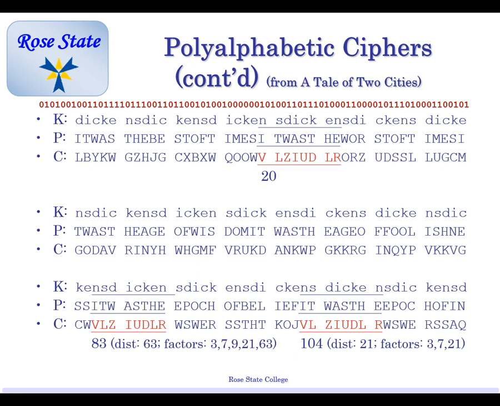And figure out where it starts. If this was position 1, 2, 3, 4, 5, 6, then this is 20, this is 83, and that's 104. Then subtract the difference. 83 minus 20, you get 63. 104 minus 83, you get 21. And then get the factors of it.